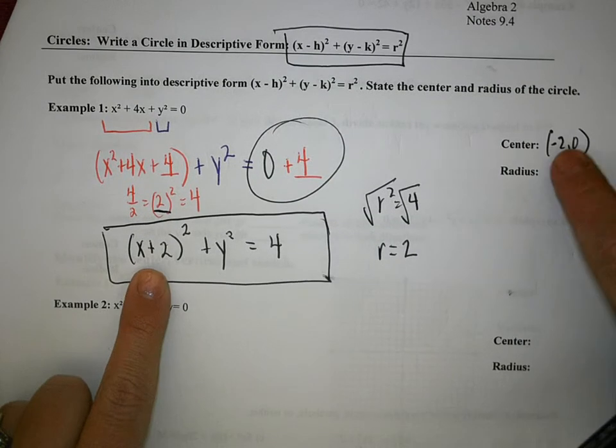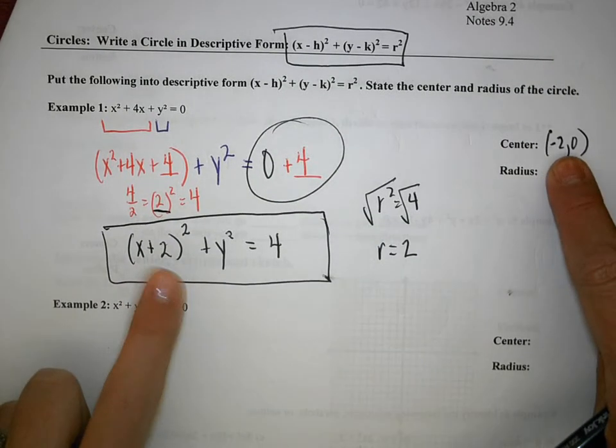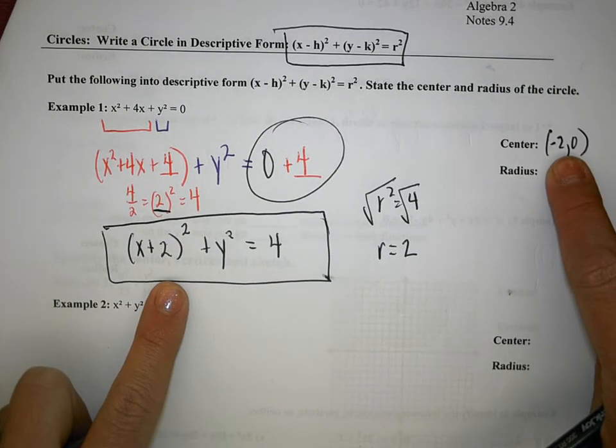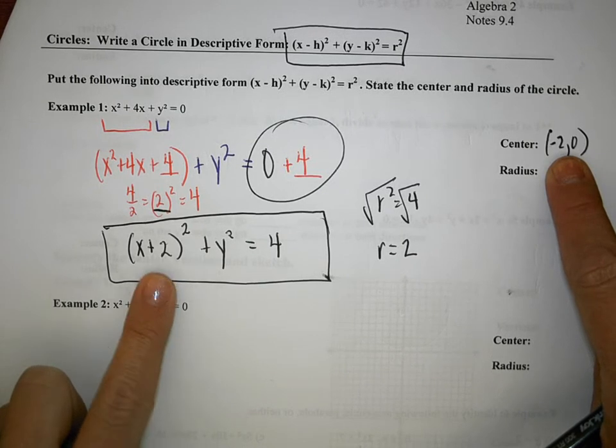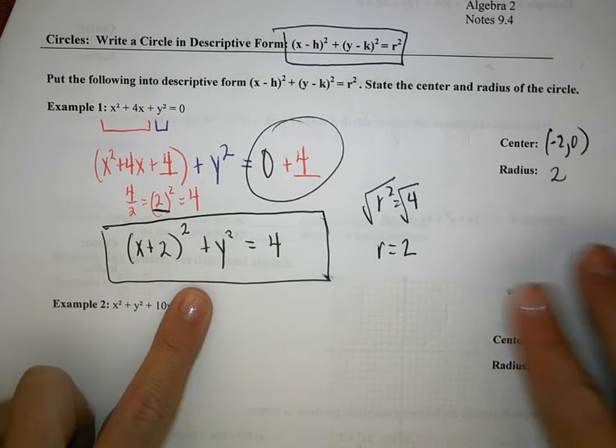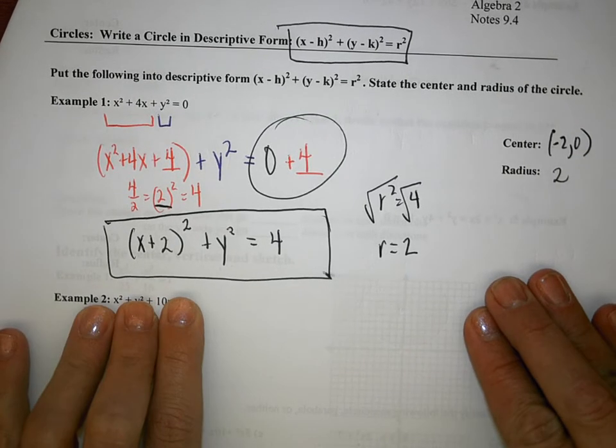Why is my center over here -2 and not +2? Because you set it equal to 0, and when you set x plus 2 equal to 0, you end up getting x equals -2. But most of us are able to just do that in our head, right? Okay. Does anybody have questions about this problem before we move on? Remember, the only dumb question is the one that is not asked.